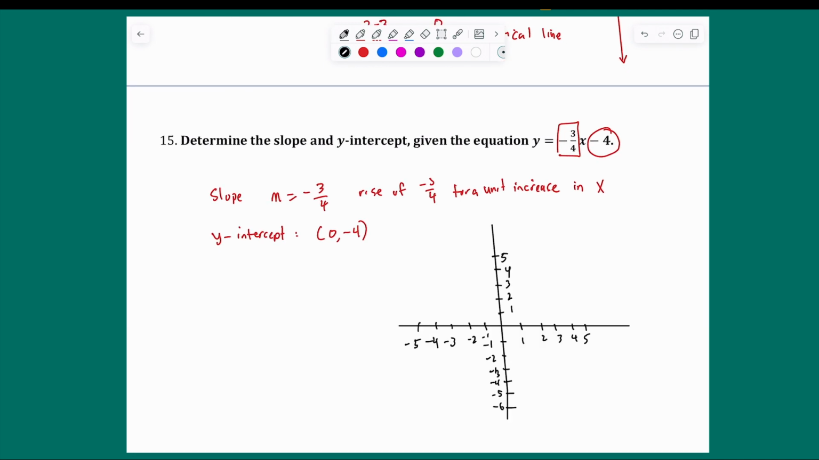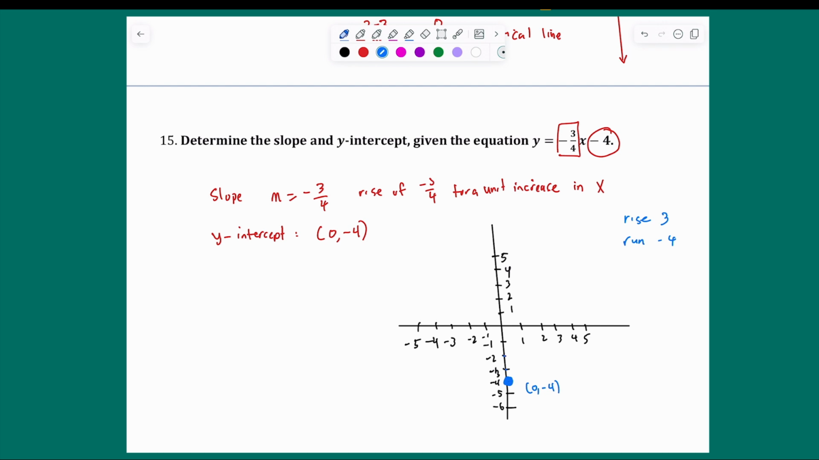If I wanted to graph this, I could use the slope and the point (0, -4). So (0, -4) would appear here, right? And it has a negative slope of -3/4. So you could think of it as a rise of, excuse me, I went blank there. A rise of 3 and a run of negative 4, depending on how you see it.